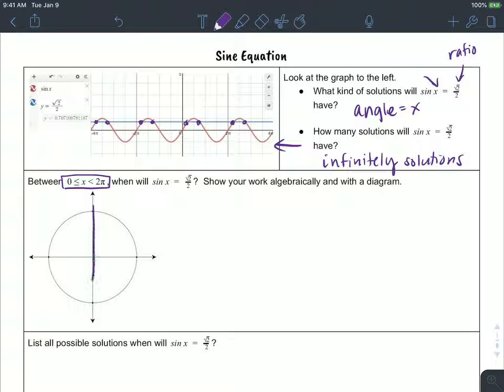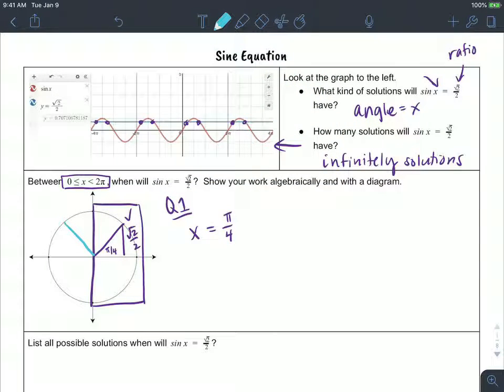Thinking about my principal quadrants first, sine is positive in the first quadrant, so I know sine x has a ratio of root 2 over 2 when my angle is pi over 4. So from the first quadrant, x is equal to pi over 4. But the problem is, where else is sine x equal to root 2 over 2? Well, in the second quadrant, sine is also positive. But our calculator didn't give us that answer. We have to be smarter than the calculator and get it ourselves.